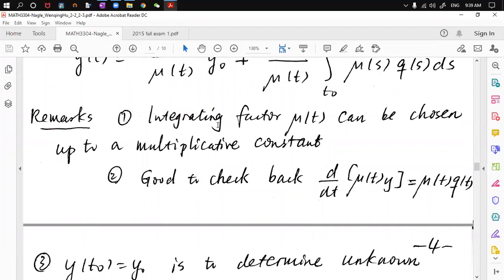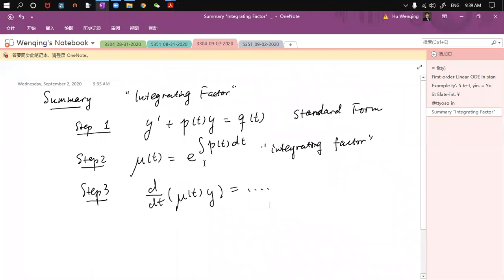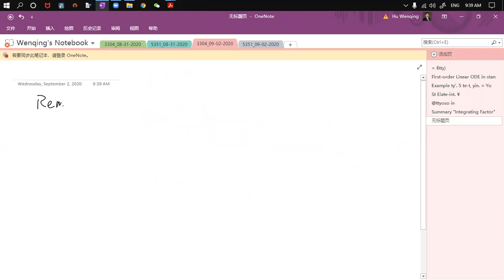Before I continue with these lectures, let me make a few remarks. The first remark is that the integrating factor mu of t is actually chosen up to a multiplicative constant. What does that mean?